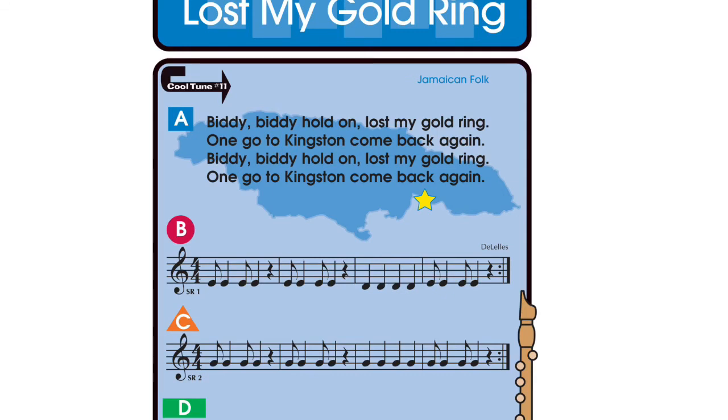Biddy, biddy, hold on, lost my gold ring. One go to Kingston, come back again. Biddy, biddy, hold on, lost my gold ring. One go to Kingston, come back again.